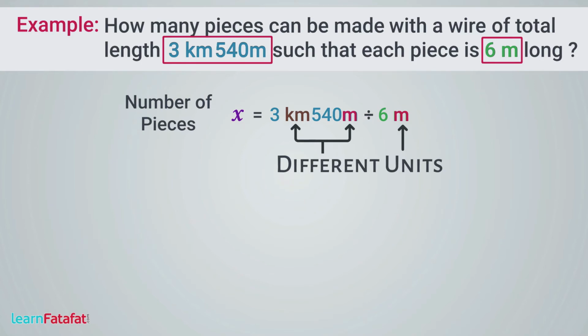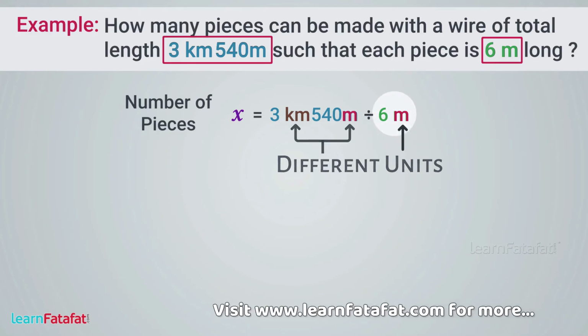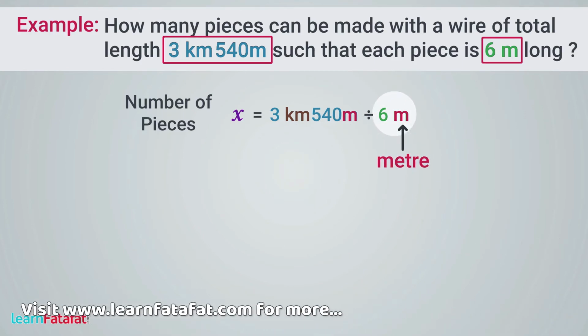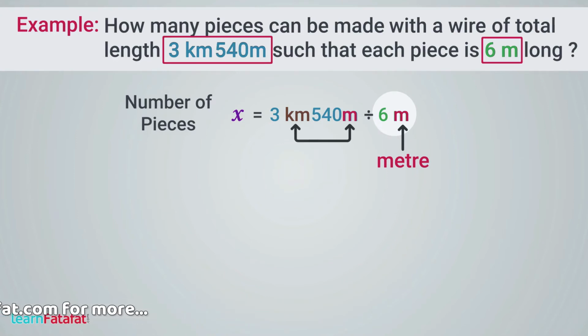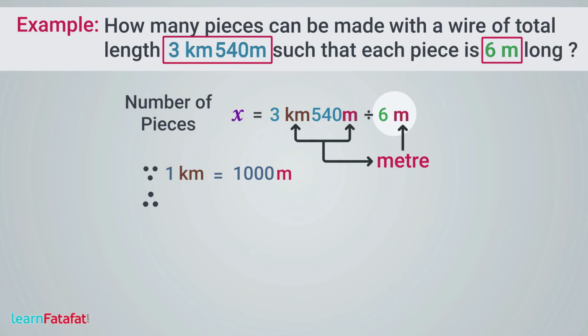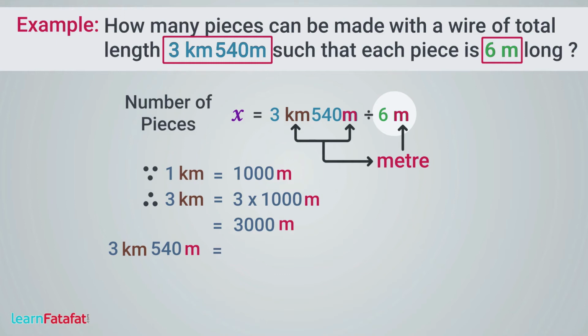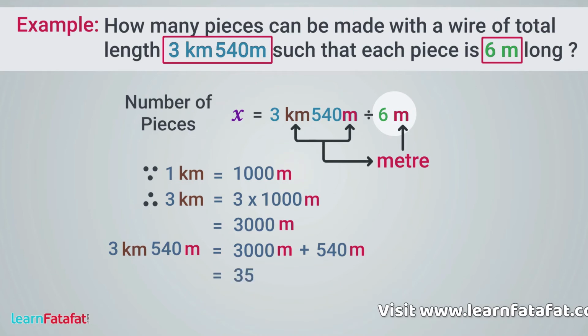To make units similar, the best way is to find unit of smallest measurement. Here, smallest measurement is 6 and its unit is meter. So, we have to convert larger measurement here, 3 kilometers 540 meter in meter. It can be done like this. Since 1 kilometer equals to 1000 meter, therefore 3 kilometers equals to 3 multiplied by 1000 meter, which is equals to 3000 meter. And 3 kilometers 540 meter equals to 3000 meter plus 540 meter, which is equals to 3540 meter.